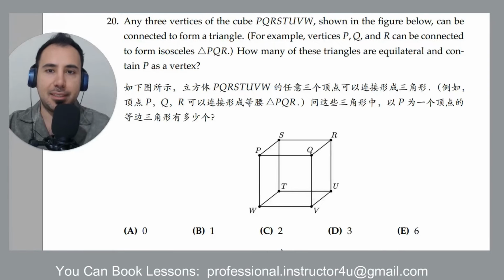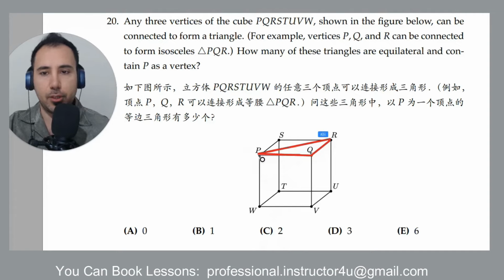Any 3 vertices of this cube shown in the figure below can be connected to form a triangle. For example, vertices PQR can be connected to form an isosceles triangle. So let's just draw it here. I'm going to change it, P to Q to R. Why didn't it say equilateral? That means not all 3 sides are equal. Only 2 are equal. So this one is equal to this one, but this one, PR, is actually larger because it's going diagonally.